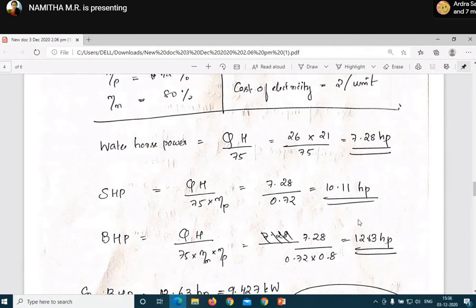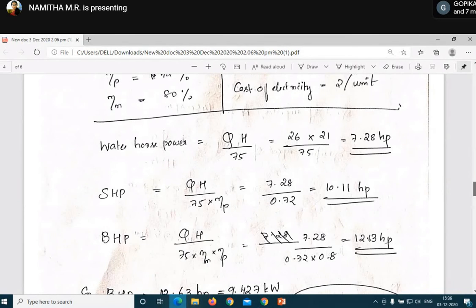Now, this brake horsepower is not a basic unit. It is just for calculating the power only. So we have to convert this HP into kilowatt. Kilowatt is the normal unit used.